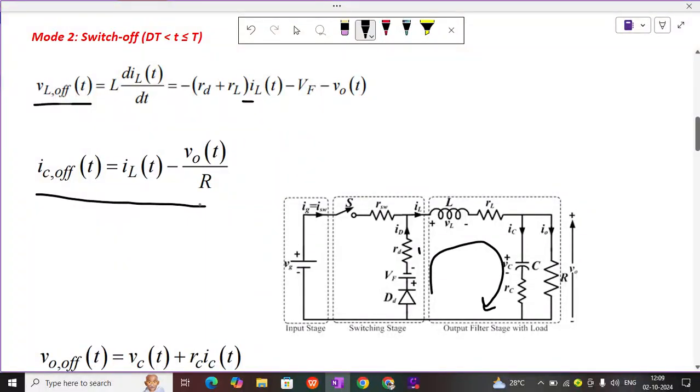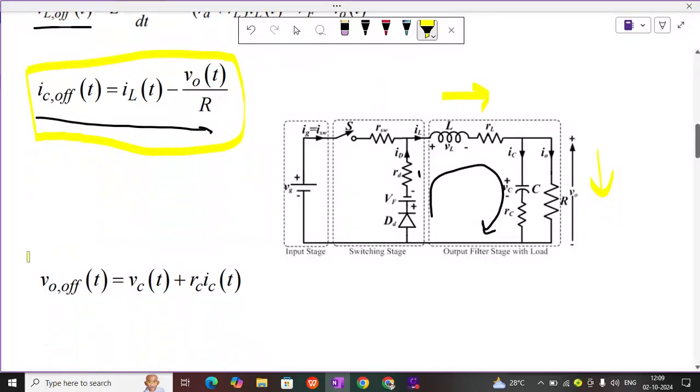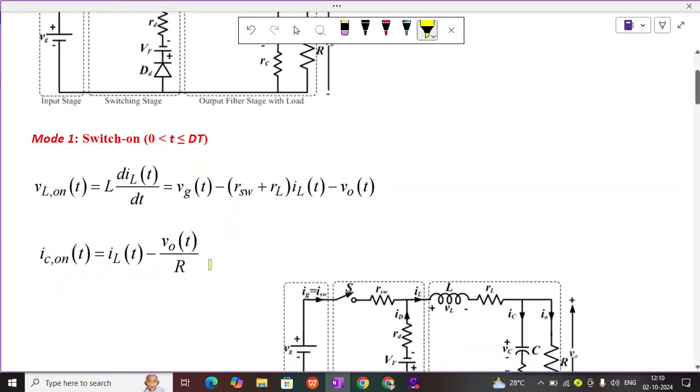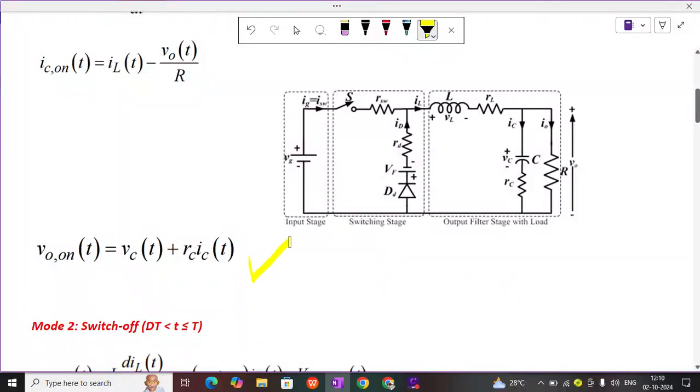Similarly, I have my expression for capacitor current. So what is capacitor current? Again, capacitor current is a combination of two things. One is the current flowing here minus my current I naught. So if I do that, I am going to get IC equals IL minus V naught of t by R, right? Then another expression is my V naught output when the switch is off. So what is that particular expression? Again the same thing, VC plus RC IC. Simple KVL I am applying, I am going to get the expression. So I have calculated my total 6 expressions as of now. The first one is the inductor voltage expression when the switch is on as well as when the switch is off. Capacitor current expression when the switch is on, switch is off. Similarly, output expression when the switch is on and switch is off.